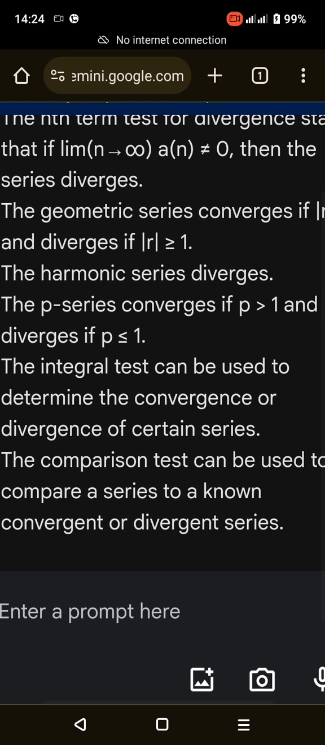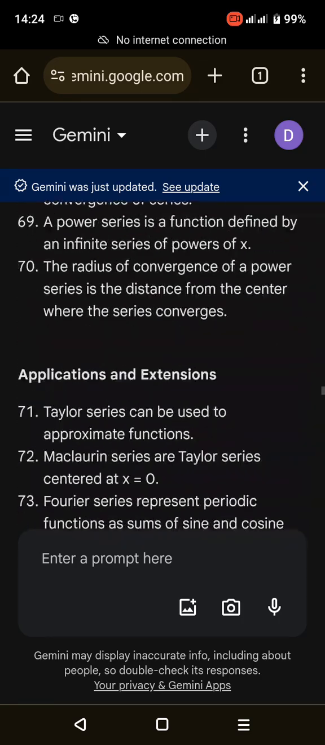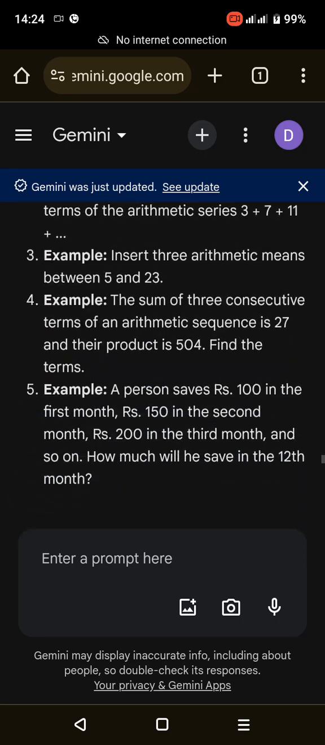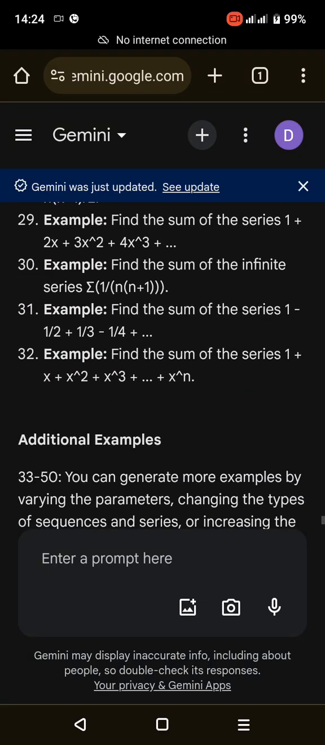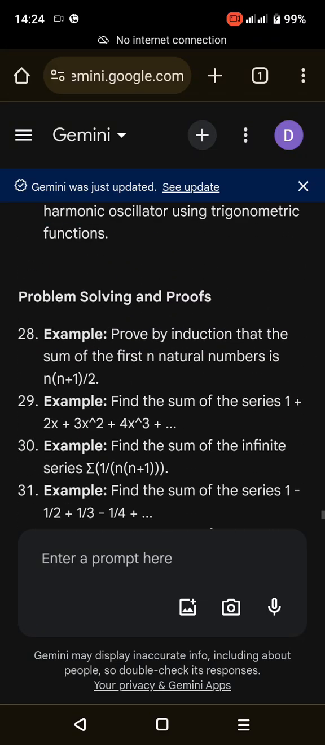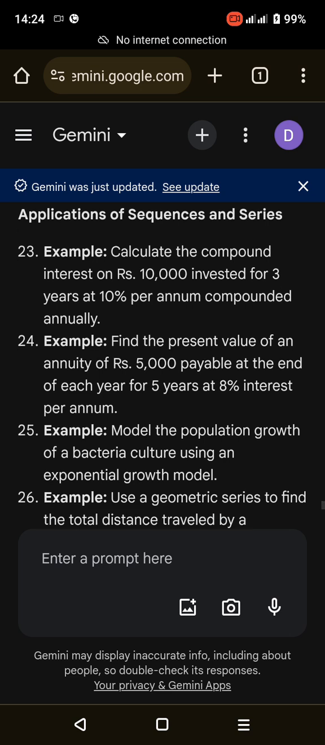28. The p-series converges if p is greater than 1 and diverges if p is less than or equal to 1. 29. The integral test can be used to determine the convergence or divergence of certain series. 30. The comparison test can be used to compare a series to a known convergent or divergent series.